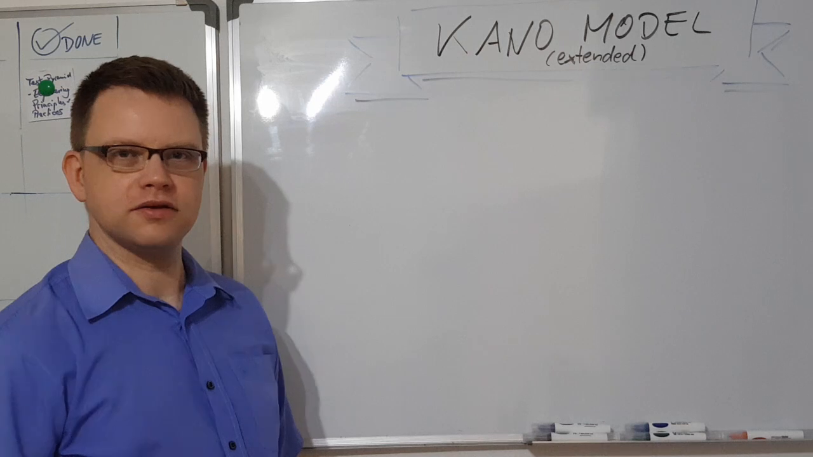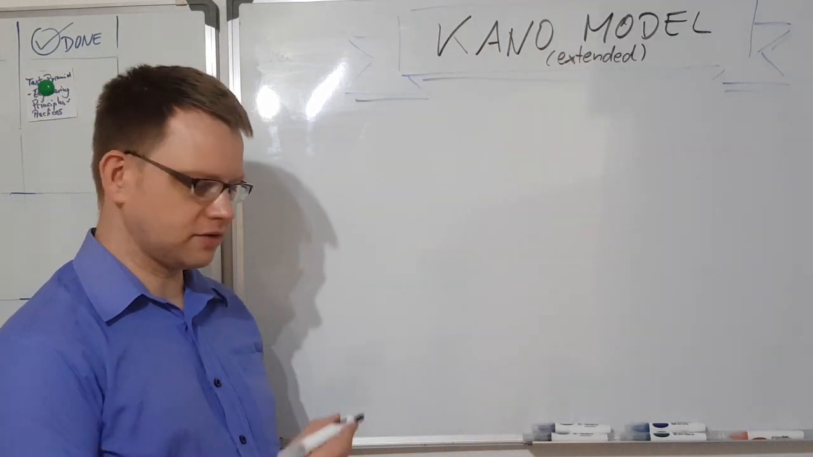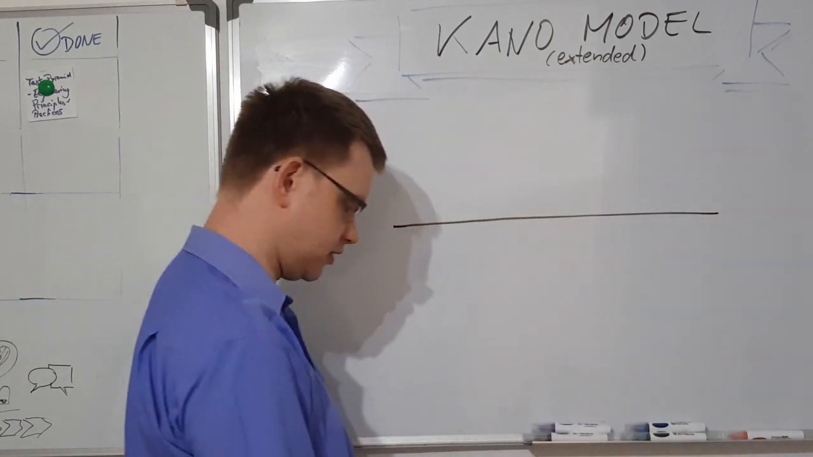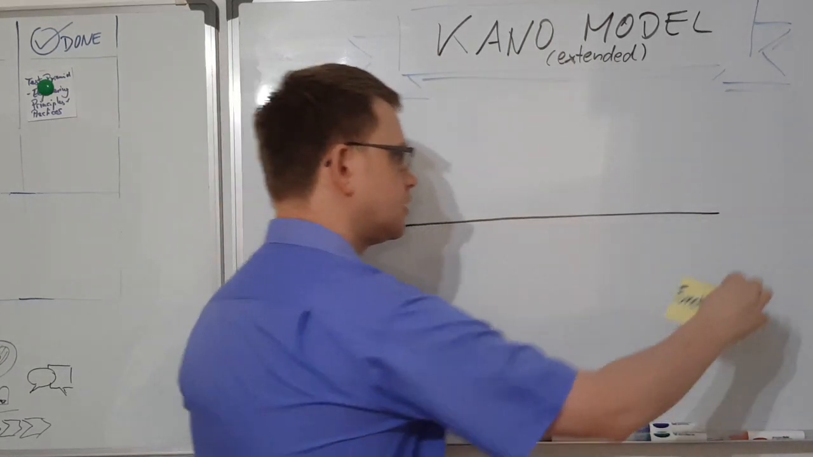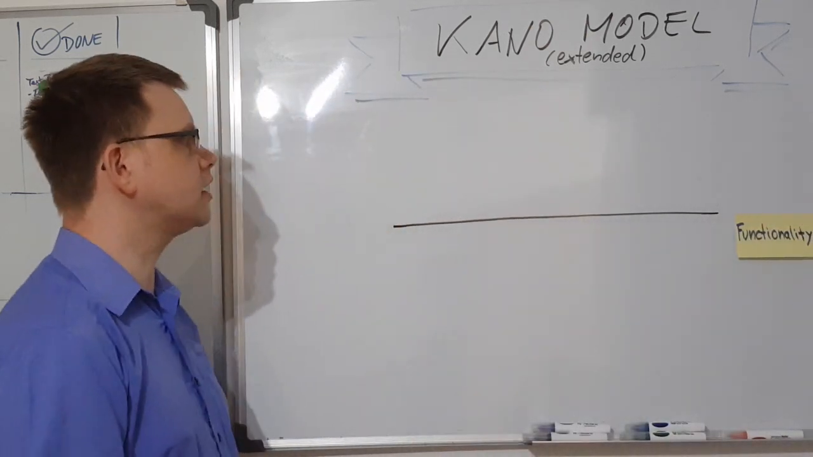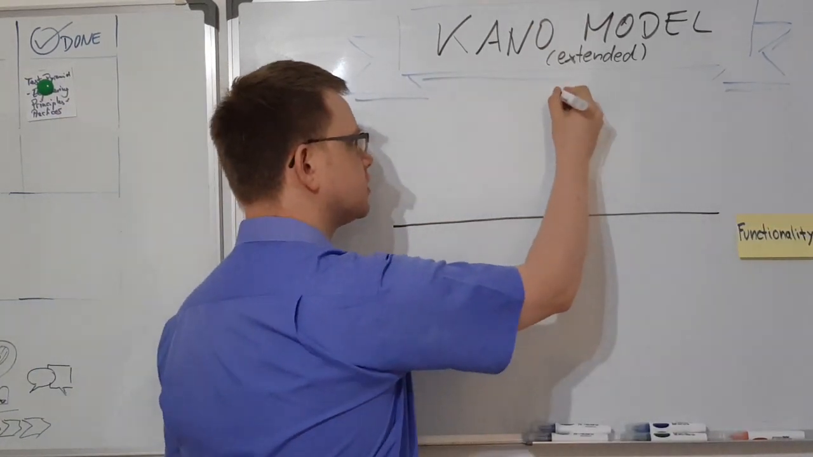So let's start. The Kano model has an x-axis and a y-axis. The x-axis we typically label with functionality. And the y-axis we typically label with customer satisfaction.